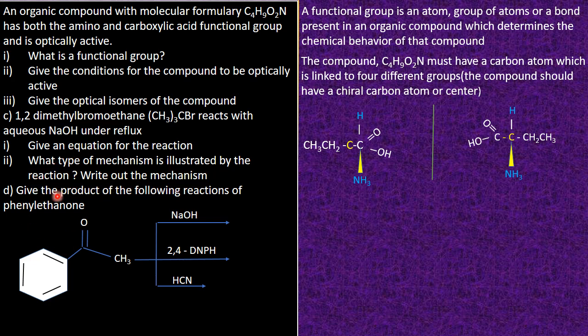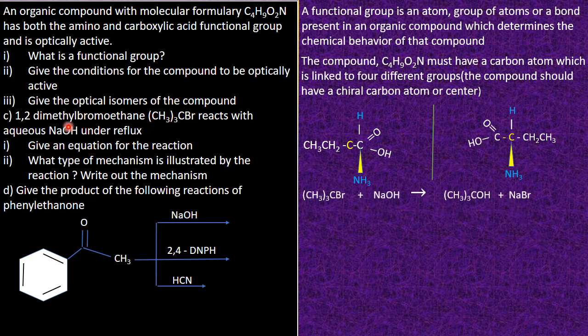Then give the product of the following reactions of phenylamine. We have this, that. Alright. So for now, let's take it bit by bit. Let's start from the first. Now we've done that. They want us now to give an equation for the reaction between this compound and sodium hydroxide.